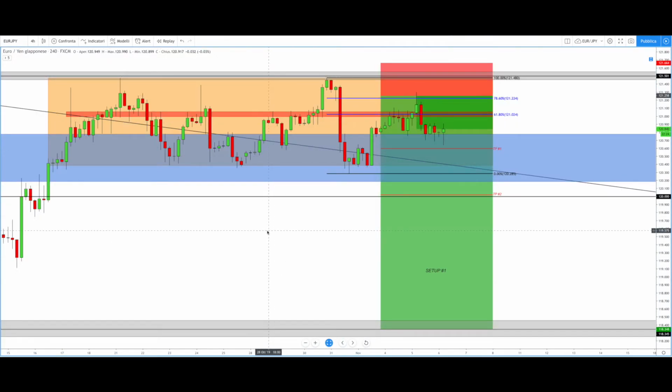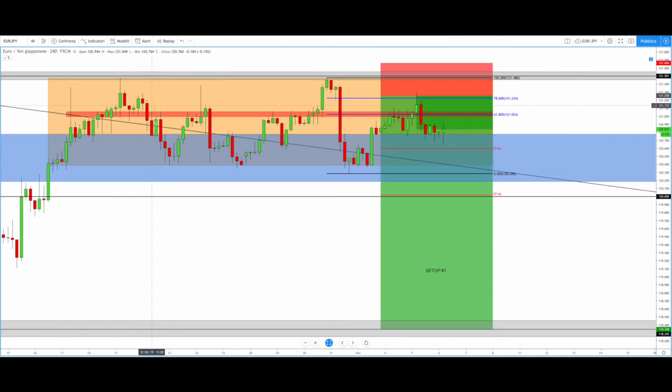And then we have the last one, Euro-Japanese yen, a very good entry because we share this setup on the free Telegram channel during the weekend, and we are really happy that the price has given us some profit and has given you some profit completely for free. The price this morning has just touched our take profit one, so very happy. We are completely risk free on this trade, so don't worry about this trade. We need only to watch carefully the price action.